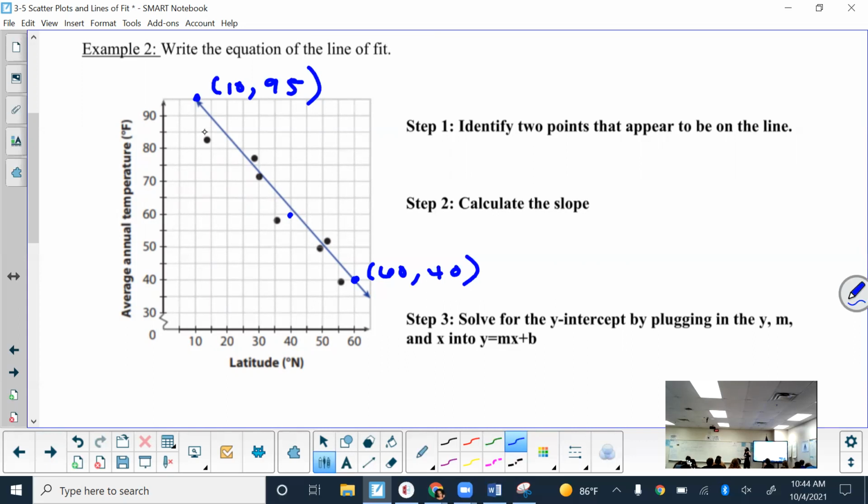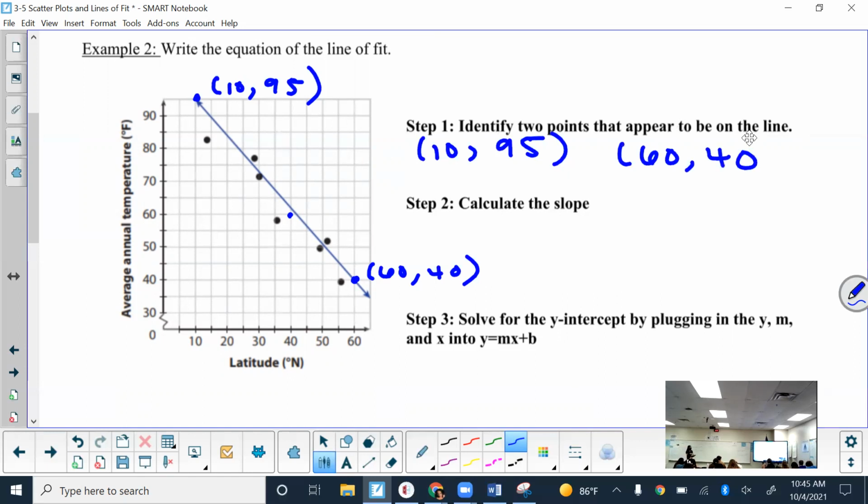1590 would also work, as long as it's on the blue line. Try to pick ones where you're doing less estimating, like the ones you said work really well, because you're not guessing where the line goes through. So good. We'll pick the first two that you pointed out: 1095 and 6040.